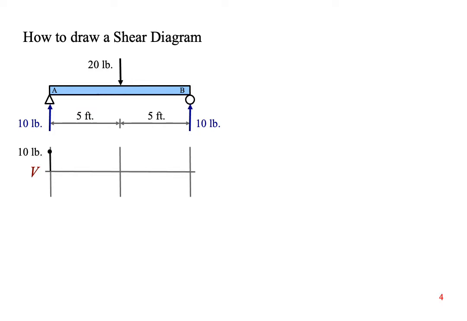What we do is step across the beam from left to right. If a force on the beam is going up, then we go up on the shear diagram. If a force on the beam is going down, then we go down the same amount on the shear diagram. Here we start at point A with an upward reaction force of 10 pounds. Starting at 0 on the shear diagram, go upwards 10 pounds.